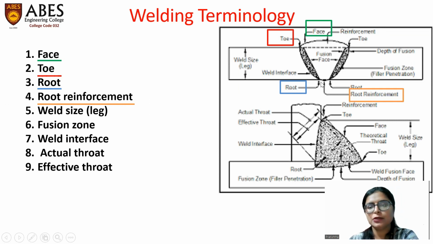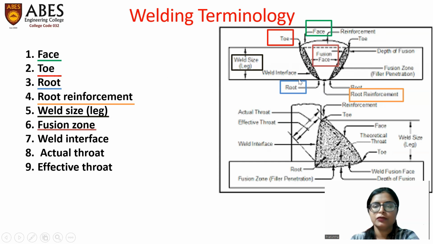Root reinforcement, as I told you in previous slide, that some material penetrates even after the root point. So that material is known as root reinforcement. This is the excess material that is undesirable totally, which is machined out when we use that weld joint. Weld size or leg is the vertical distance between toe and root. This is toe, this is root. It is the vertical distance between toe and root. Fusion zone is the zone where the weld metal is deposited. Weld interface is the interface or a surface between fusion zone and the base metal.